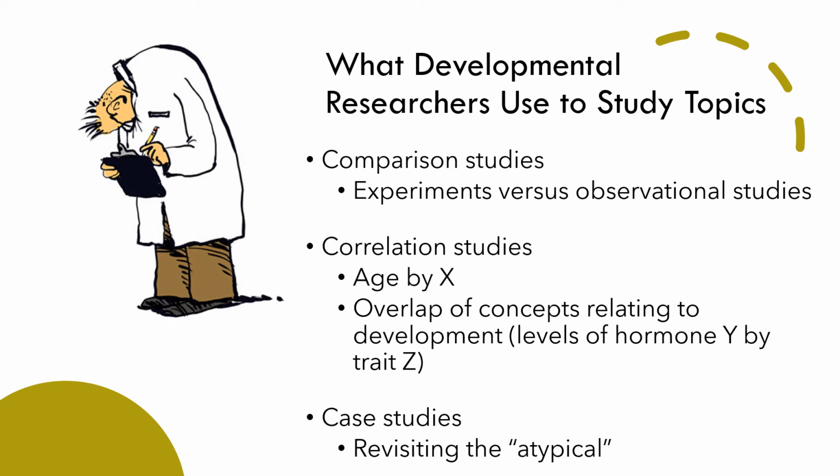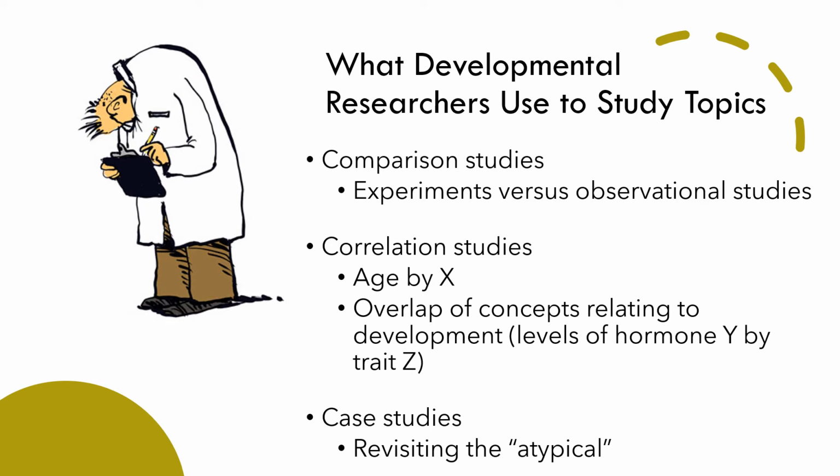Now, if we're actually running manipulations, which is not that common in developmental research, we're running what's called an experiment. If we're merely comparing groups to each other on some variable of interest, we're running what's called an observational study. Technically, experiments and observational studies are both kinds of comparison studies, so they're under the same umbrella. But the big difference between these two is that experiments do involve some type of manipulation, which gives you the ability to talk about something which is really critical in research called causation.